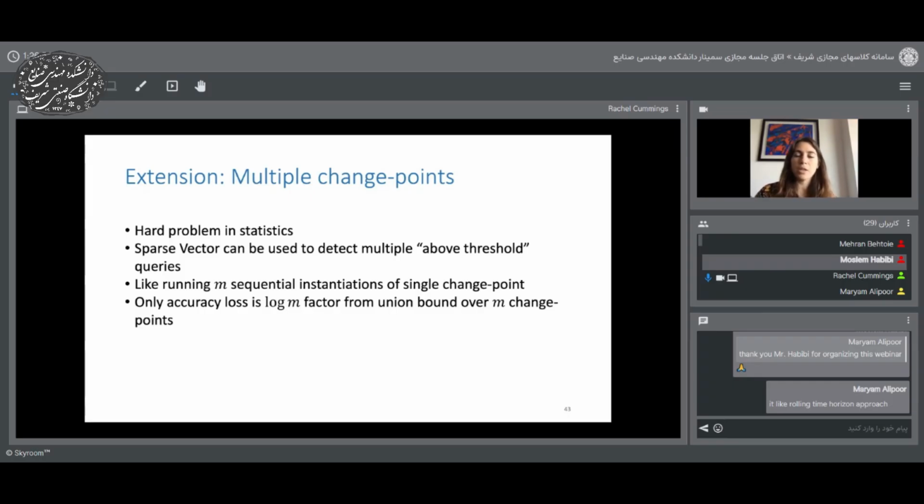There's an extension of above threshold called sparse vector, and you run this n times. And from our statistical perspective, we're running basically m instantiations of identifying a single change point. And we do have some small accuracy loss in a log term because we have to take a union bound over the failure probability of these m things, but that's in a log, so it's okay.